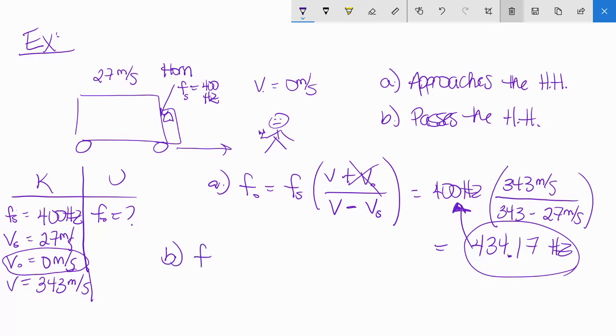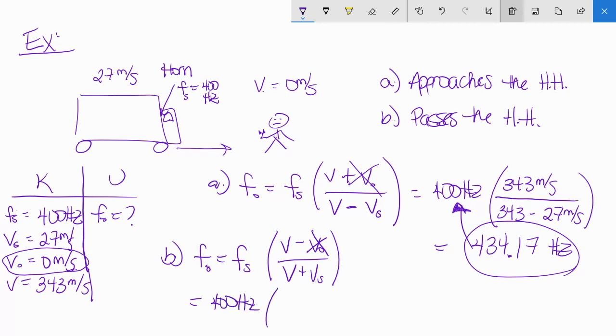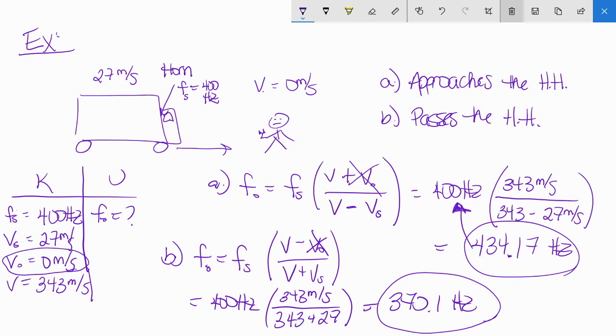Similarly, for the next part of the problem, as it passes, this is going to be minus on top, this is going to be plus on bottom, and I'm just going to plug the numbers in. Okay, again, this is 0, so I have 400 hertz, 343 meters per second, over 343 plus 27. You're going to do the calculation, you should get 370.1 hertz. Now, this also makes sense because this frequency that the observer hears is less than the original 400, and that should confirm that you did this correctly because they hear a lower pitch as the truck passes them by.